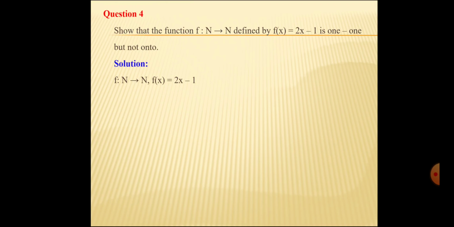Already you know what is one-one? Distinct elements of A have distinct images in B. That is a one-one function. What is an onto function? Range is equal to codomain. That is an onto function.